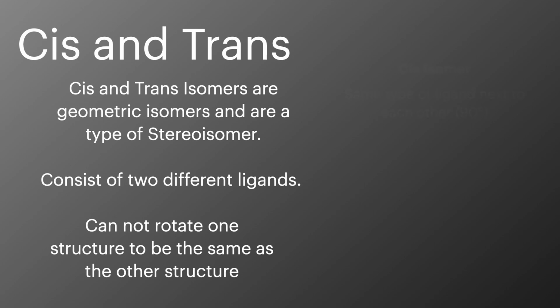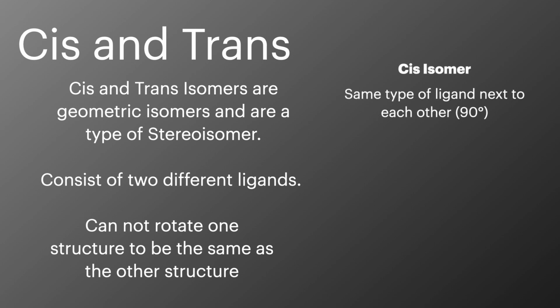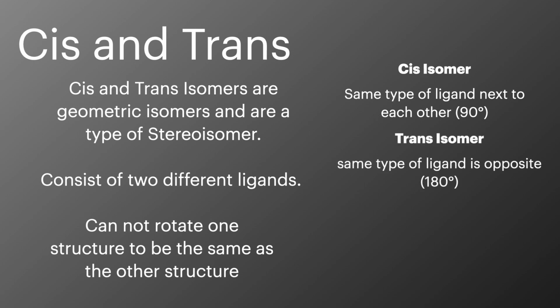When it comes to identifying the cis isomer, we need to make sure that the same type of ligand is next to each other at a 90-degree angle. This is a little bit different to how you might have looked at it with the carbon-carbon double bond, but the degrees of the angle make it easy for us to see when we're looking at complexes. A trans isomer then is the same type of ligand opposite to each other, at 180 degrees. We see cis and trans isomerism in square planar complexes and in octahedral complexes.